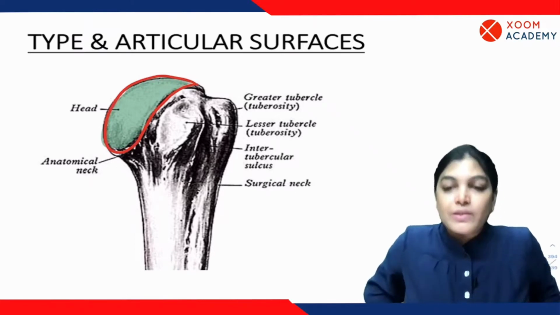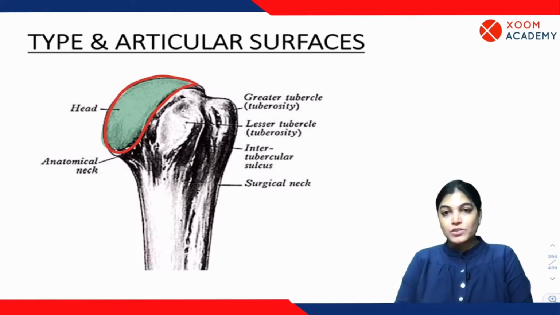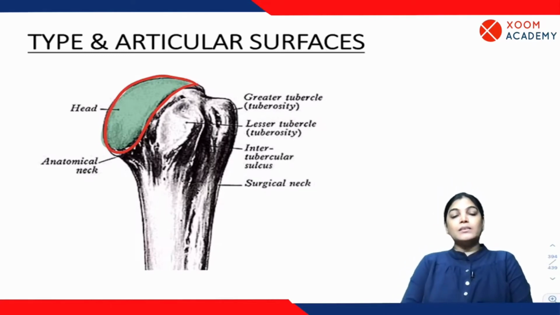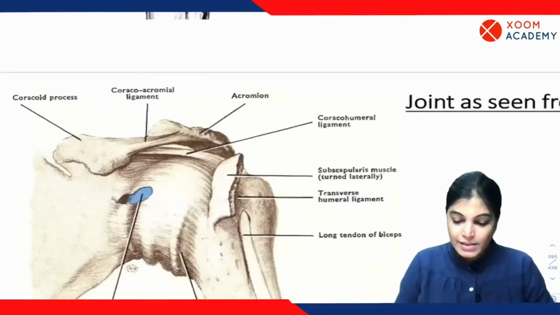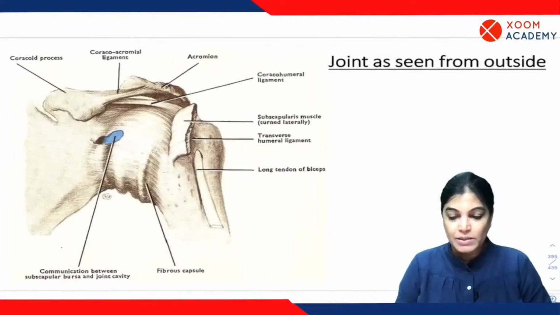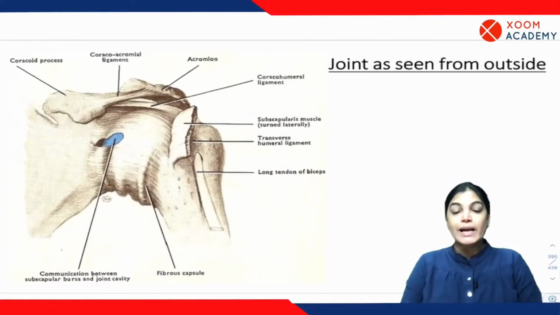I would also like to tell what the other factors are which help in the articulation of head of humerus in the glenoid fossa. One of the attachments is the glenoid labrum, which deepens the cavity. Glenoid cavity is deepened by the attachment of glenoid labrum. So let's talk about the ligaments. I would like to tell you about the ligaments which maintain the stability of the shoulder joint.